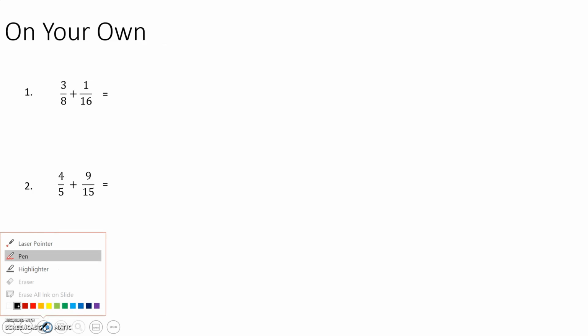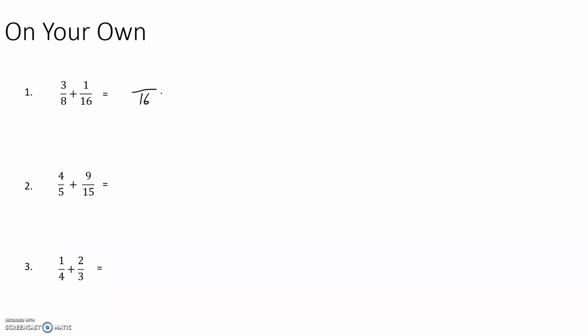All right. So 16ths would be the common denominator. For the 1/16th, I didn't multiply anything, so that 1 stays the same. So it'd be 6 16ths plus 1 16th. So that's 7 16ths. And that is my answer in simplest form.